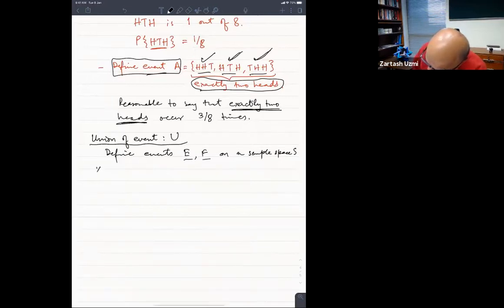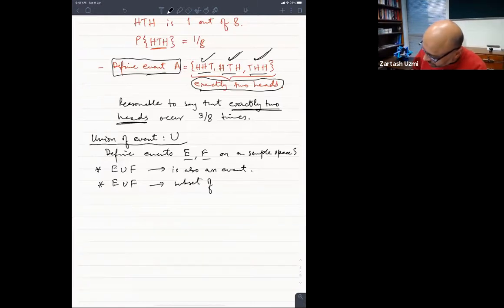ठीक है? सेट थ्योरी कहती है कि E union F is also a set, and if it is a set, then it is also an event. सेट थ्योरी हमें यह भी कहती है E union F is a subset of S. ये दोनों चीजें हमें सेट थ्योरी बता देती है. ठीक है?